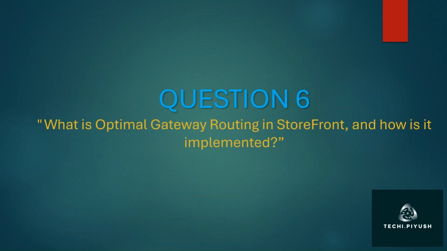Our next question on StoreFront configuration is, what is Optimal Gateway Routing and how do you configure that? First you should understand what is OGR. Optimal Gateway Routing is a feature in Citrix StoreFront that ensures users connect to the most appropriate Citrix Gateway based on their location or network. It helps optimize the connection path for ICA traffic, reducing latency and improving performance. So when OGR is implemented, the external users are routed through the nearest gateway, and internal users connect directly to the resources, bypassing the gateway.